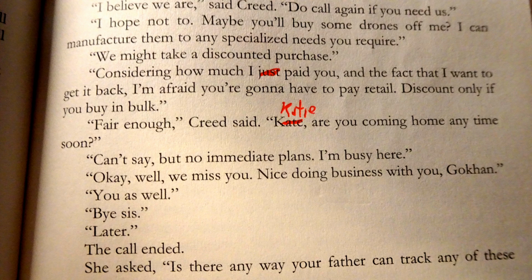Oh, I just realized too, there's also another scene later in the book with Kate's brothers. So they should definitely call her Katie there at one point at least.